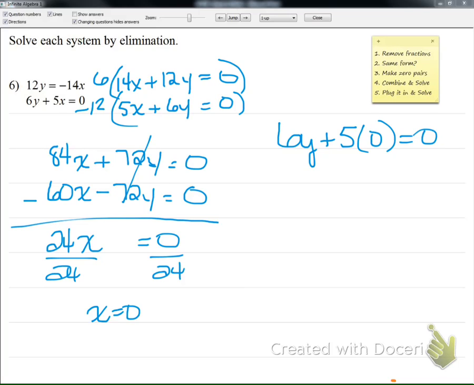By the way, I do want to show something. Here's another common mistake. I like showing the mistakes that other students make. We like to learn from other students rather than make the mistakes ourselves. I see some students do this. They go 6y plus 5x 0. They do something crazy like that. When you replace a variable, do not rewrite the variable again.